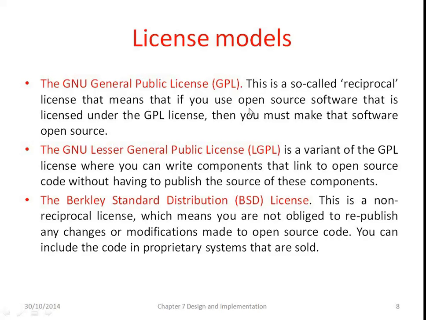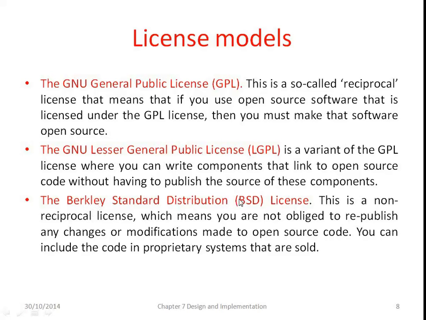The first one is the GNU General Public License, GPL. This is also called a reciprocal license. That means that if you use open source software licensed under this GPL, then you must make that software open source. So the developed product or developed software must be open source. The GNU Lesser General Public License, LGPL, is a variant of the first model where you can write components that link to open source code without having to publish the source of these components.